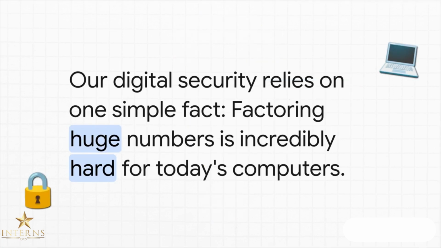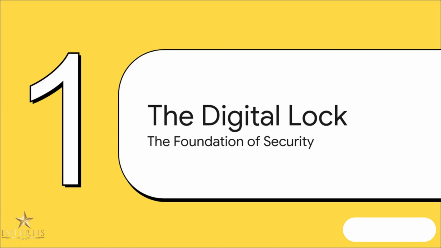Almost everything we do online, from sending an email to buying something to your online banking, is protected by encryption. And that encryption is kind of like a super secure digital lock. It's based on a simple mathematical truth. Multiplying two gigantic prime numbers together is easy for a computer, but trying to go backwards from the result to find those two original primes, whoa, that is brutally difficult for any computer we have today. This is the unbreakable digital lock, the very foundation of all our online security.